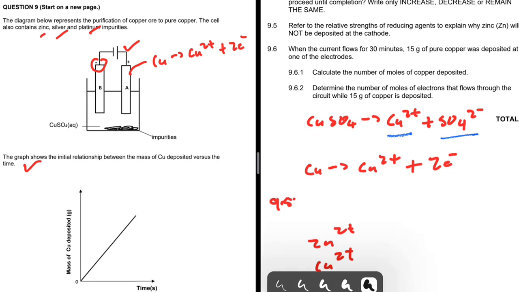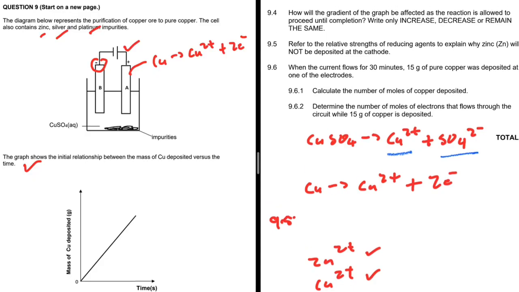So between zinc 2 plus and copper 2 plus, what is the stronger oxidizing agent? Because the stronger oxidizing agent is what's going to get deposited at the cathode. So what do we need to do? We need to go to a table and see which one it is between zinc 2 plus and copper 2 plus. The question says, why is zinc not being deposited at the cathode? So obviously we already have our answer, but I'm just trying to show you where it is coming from. Copper 2 plus is a stronger oxidizing agent compared to zinc 2 plus.